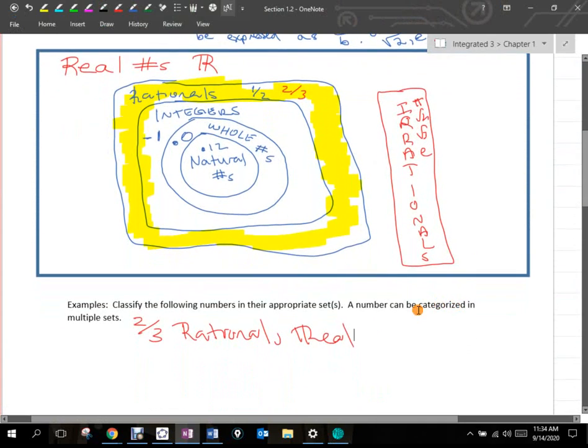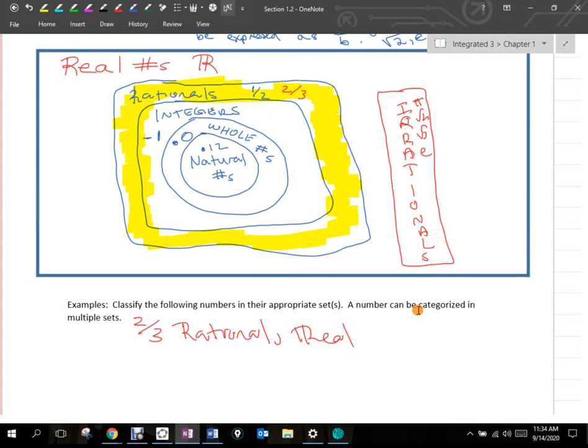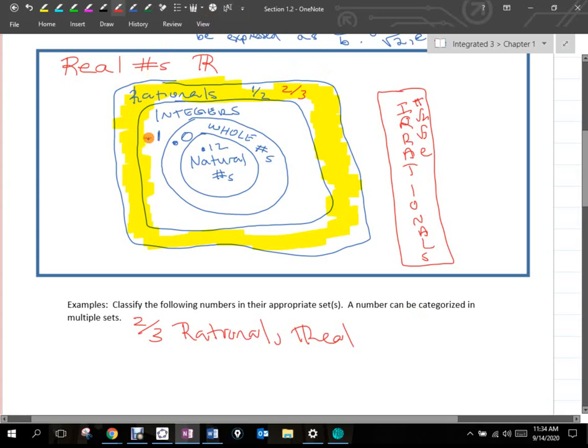Somebody give me another number. Give me a number that has no decimal. 24. Okay. So I'm going to look for where 24 should go. 24 should go about right here, right? It should be a natural number. You guys agree with that? Okay. It's one of my counting numbers essentially. So 24, this is the way we're going to do this. The innermost circle it belongs to is the natural numbers.